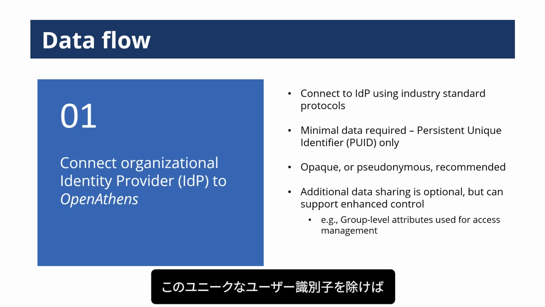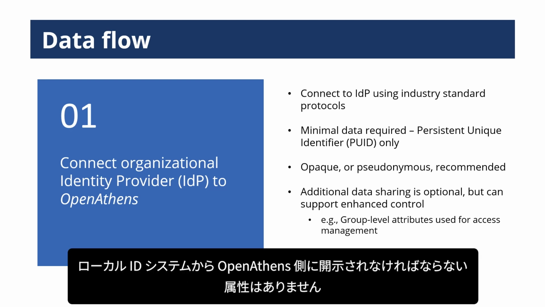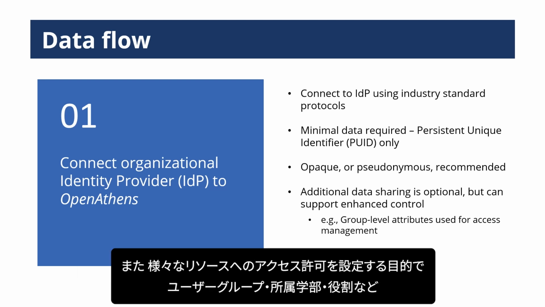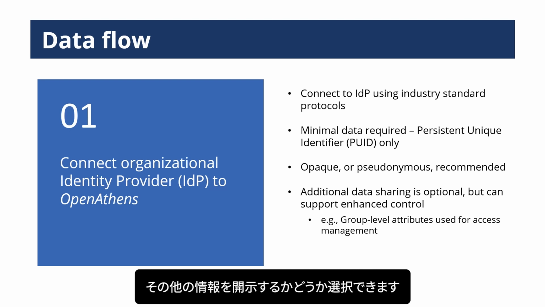Aside from a unique user identifier, there is no minimum or maximum of attributes that must be released to OpenAthens from your local identity system. Administrators may choose to release some information, such as email address, to allow for more personalization. They may also choose to release other information, such as user group, academic department, role, affiliation, etc., for the purposes of configuring permissions to various resources.